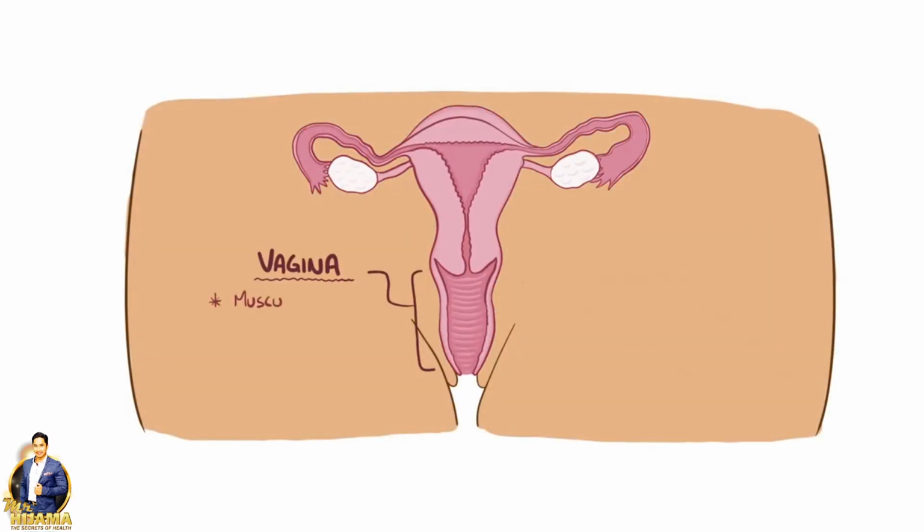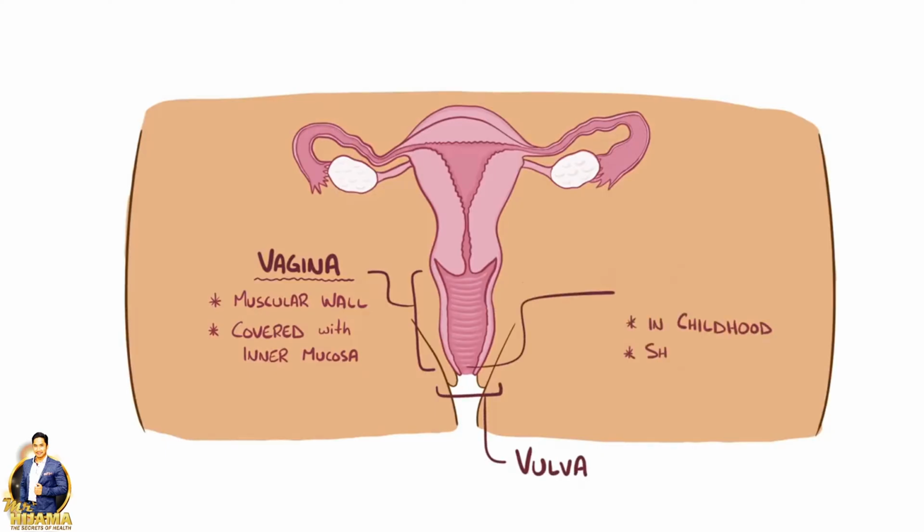The vagina has a muscular wall and is covered by an inner mucosa with ridges that run along it. The vagina is the passageway for the baby during childbirth and opens up into the vulva. In childhood, a thin sheet of vaginal mucosa called the hymen partially covers the vaginal opening, and it can break because of exercise, the use of tampons, or sexual intercourse.